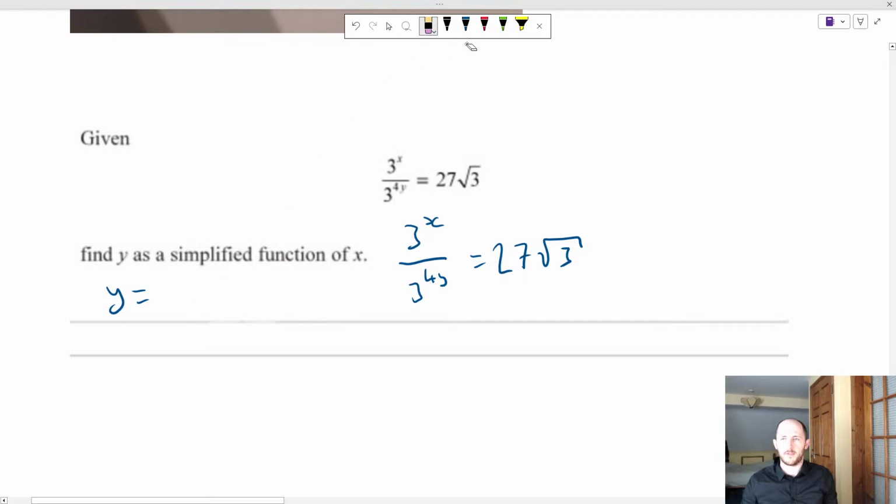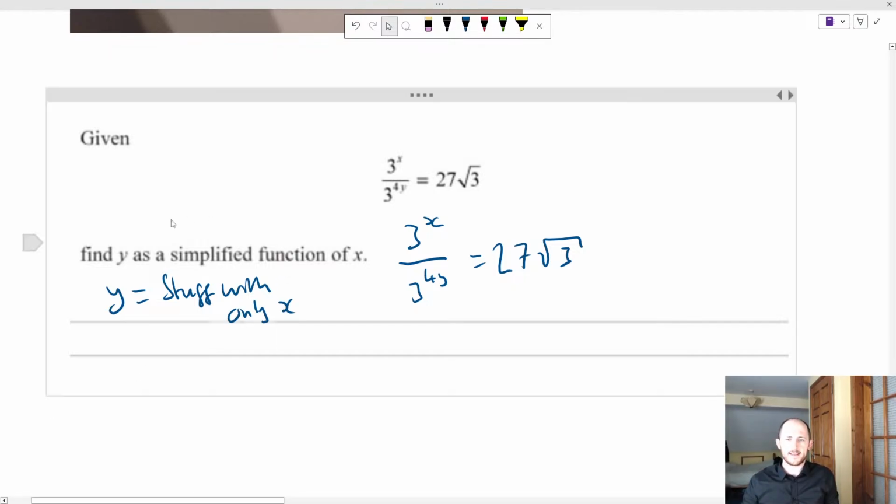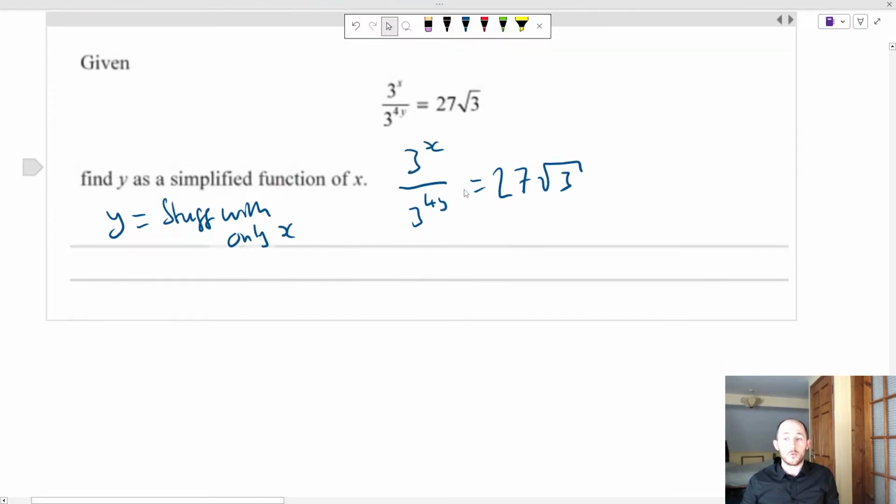Let me write that again. So stuff with only x. That's what they mean, okay? It's a very fancy way of saying it. But when they say find y as a simplified function of x, they want y equals some stuff with x. So what I want to do is basically rearrange for y. Now, this is all about indices.